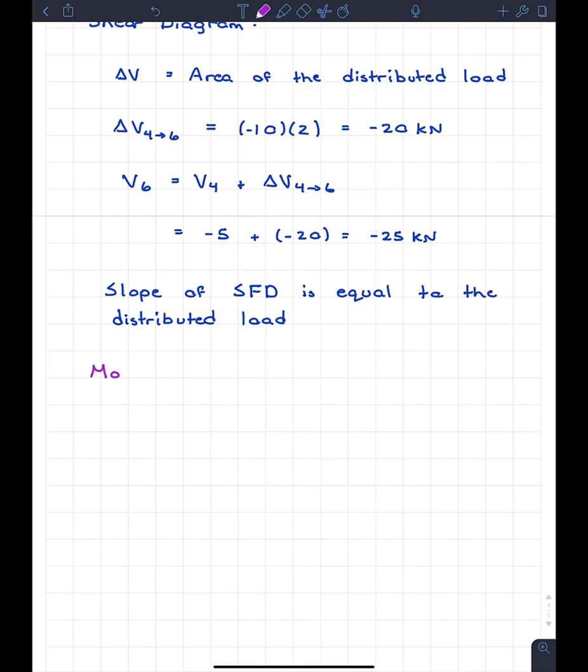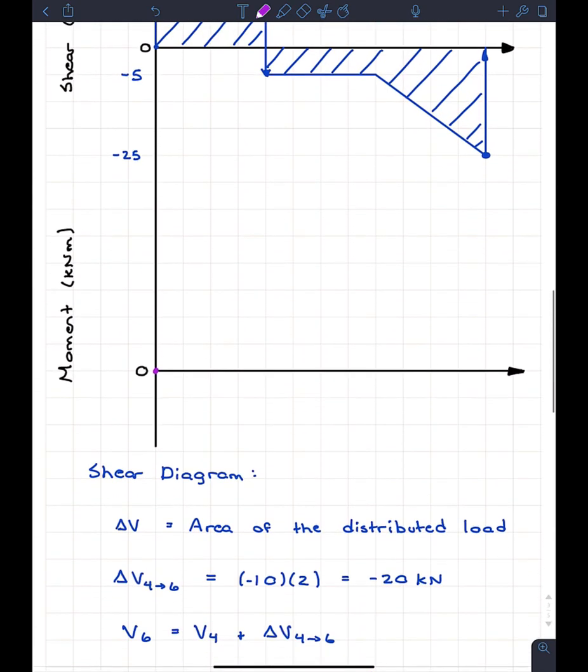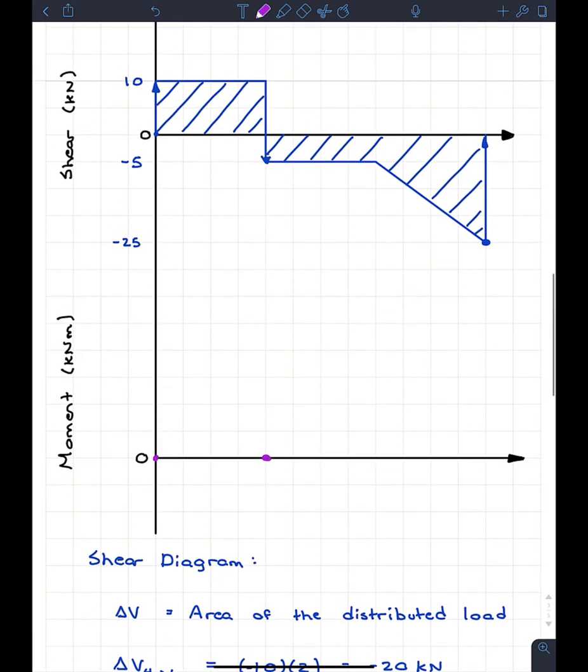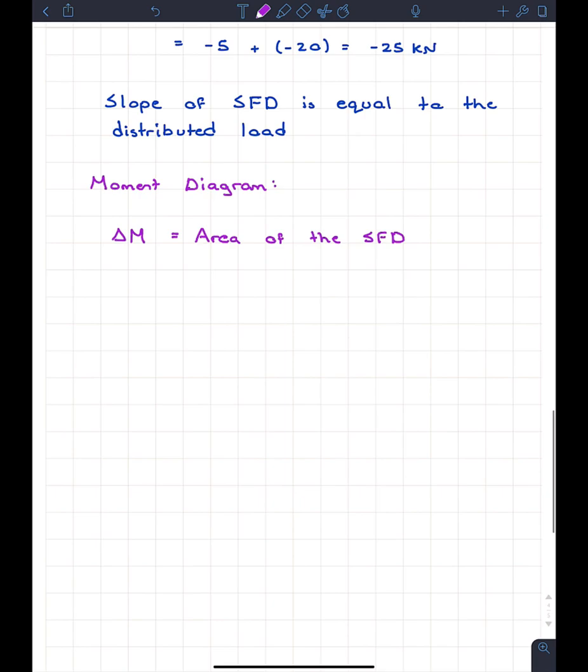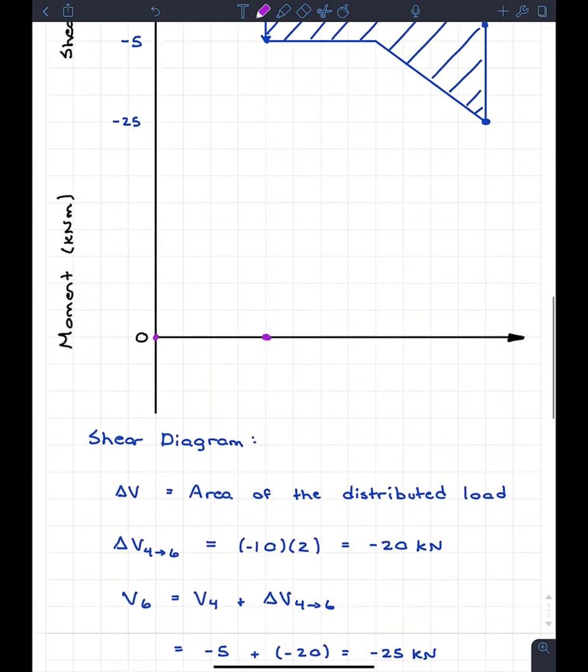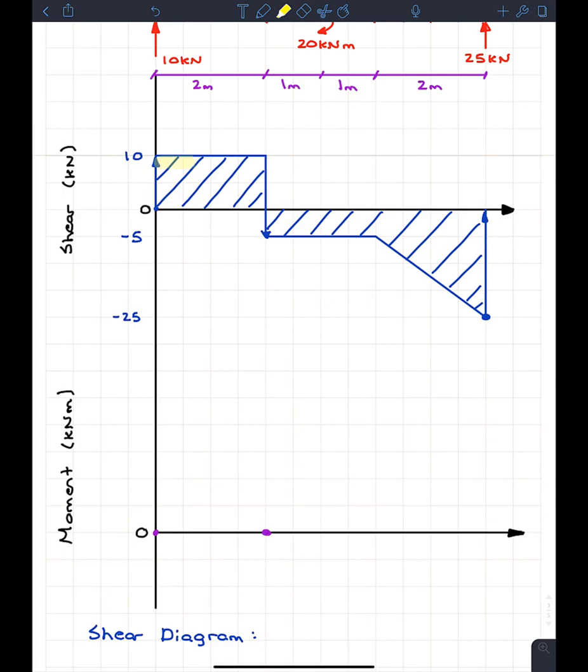So for the moment diagram, we know that the change in moment, so this is the change in moment between 2 points, is equal to the area of the shear force diagram. Well, what exactly does that mean? So if I want to know the moment at x equals 2, all I have to do is find the total area of shear between those two. So if I'm looking for delta M between x equals 0 to x equals 2, it's going to be the area of the shear. And if I look up, and I'm just going to highlight this, that's going to be this area right here, which we see is just a nice rectangle.